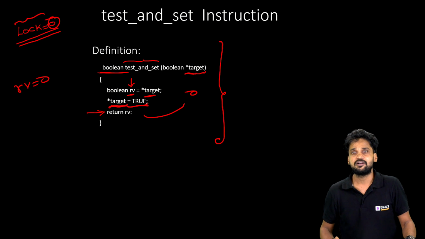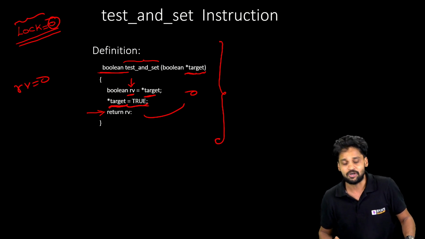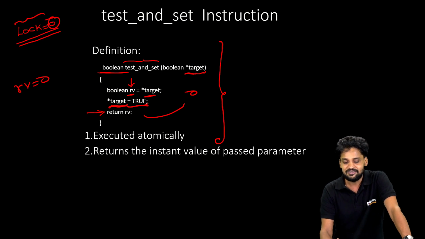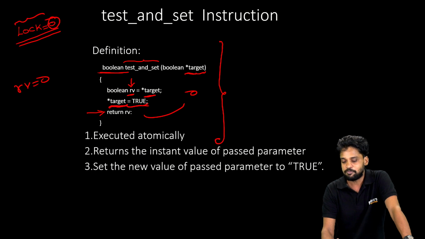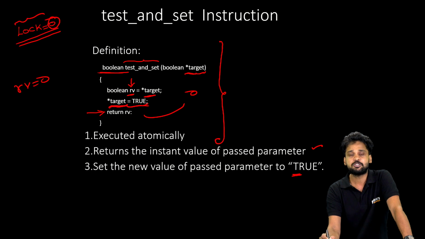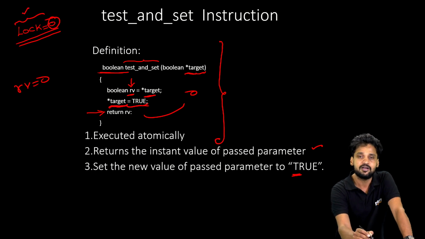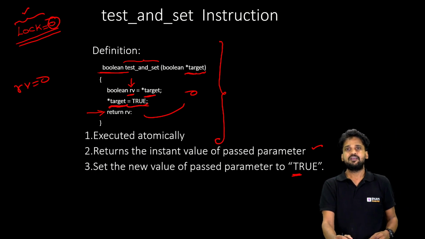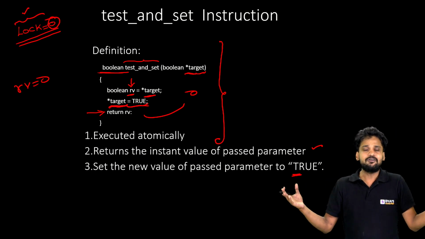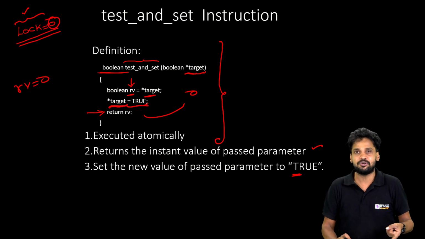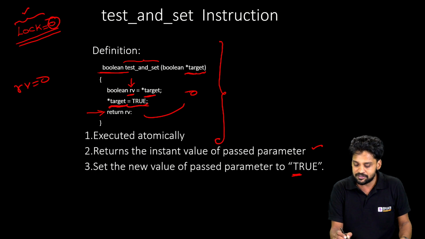Now let us understand how we are going to access this lock. Of course, this lock is executed atomically. Return the instant value of the passed parameter and set the new value of the passed parameter to true. The instant value of the passed parameter. What is the passed parameter? Passed parameter is lock. What is the initial value? Initially, the lock value is equal to 0. First time, whichever process wants to call this lock when it is equal to 0, obviously this function will return 0.